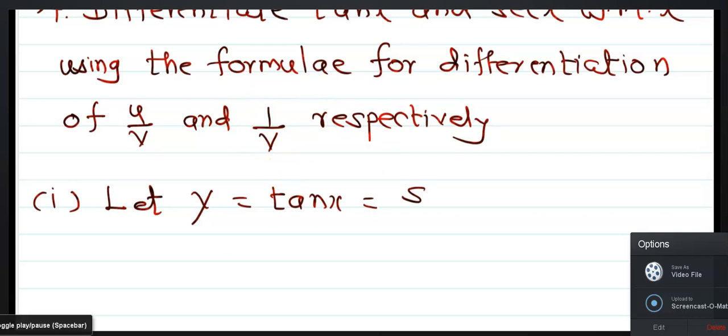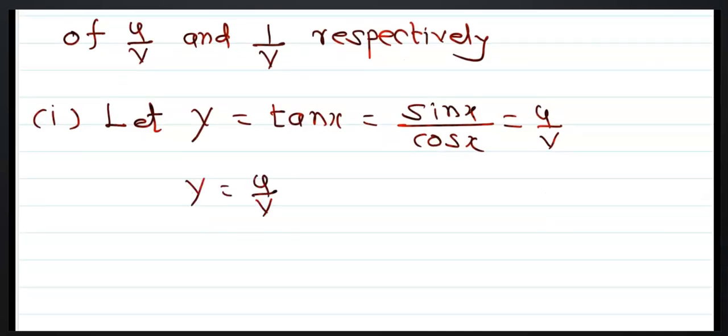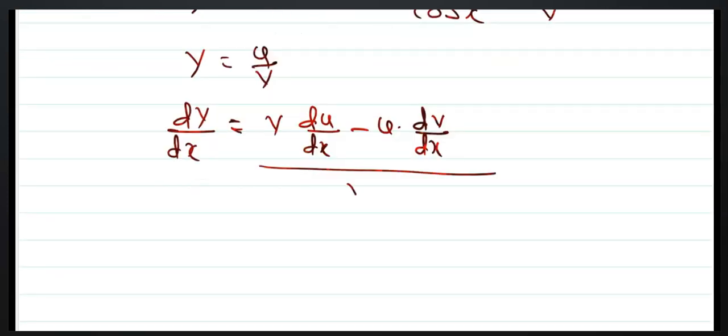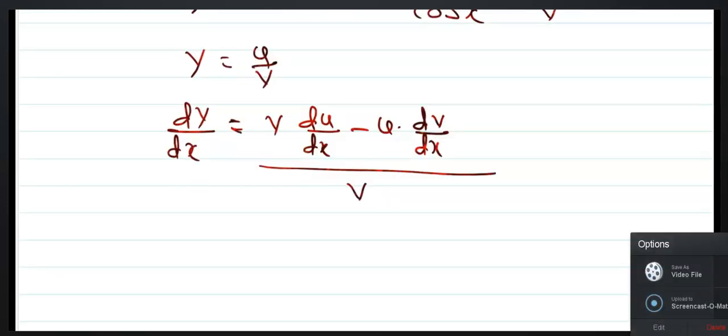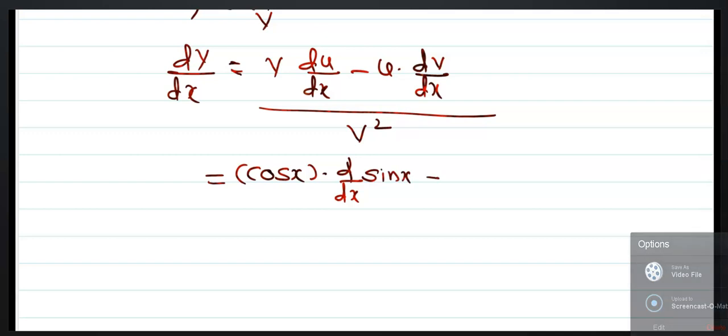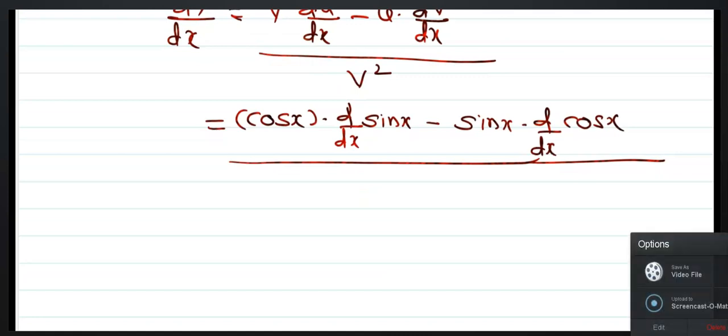Let us solve this. y is equal to tan x, which is equal to sin of x upon cos of x. y is equal to u upon v. We will apply the quotient rule, that is, (v into du by dx minus u into dv by dx) upon v square. That is, cos x into the derivative of sin x minus sin x into the derivative of cos x, upon v square.